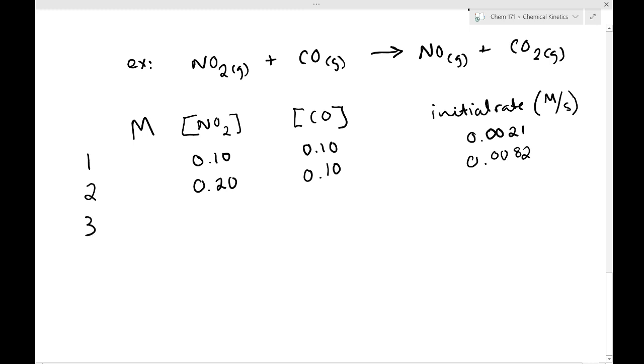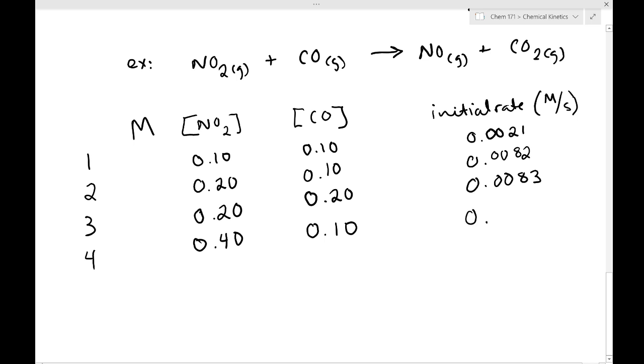Next, experiment 3. In this case, we're going to leave the NO2 constant, and we're going to double the CO. So in this case, it's 0.020, and we have a rate of 0.0083. There wasn't much of a change there. And then finally, the last one, experiment 4, is we will double NO2 and take 1/2 of CO, and see what happens here. This gives us an initial rate of 0.033. So this is the data we would be given, or the data that we would measure to actually be able to determine the order and the rate constant.